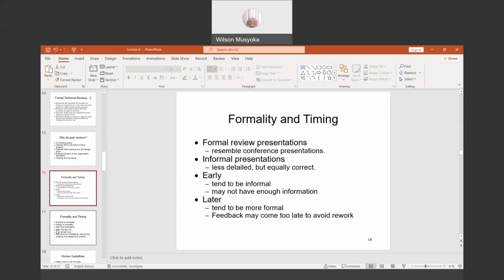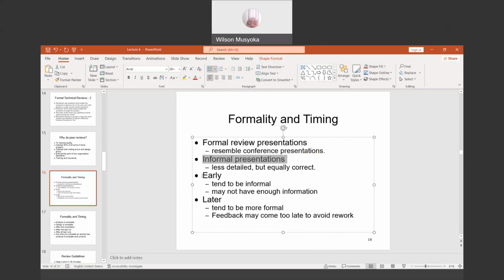Then, how do you do it in a formal way? You are going to have formal review presentations, whereby it resembles a conference. If you have attended a conference, there is going to be a team of panelists, and that team of panelists is going to be reviewing what the presenter is doing, who should be the developer. Then there are also informal presentations, which are less detailed but equally correct.